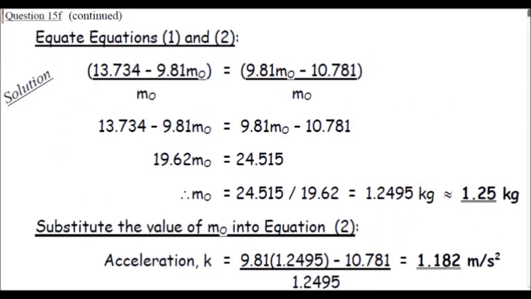So question 15F, solution continued. Here I'm equating equations 1 and 2. That produces a simple equation which I can then solve to find the value of m0. And in this case I back substituted the value of m0, this value here, into equation 2. That allowed me to find the acceleration k in this case.